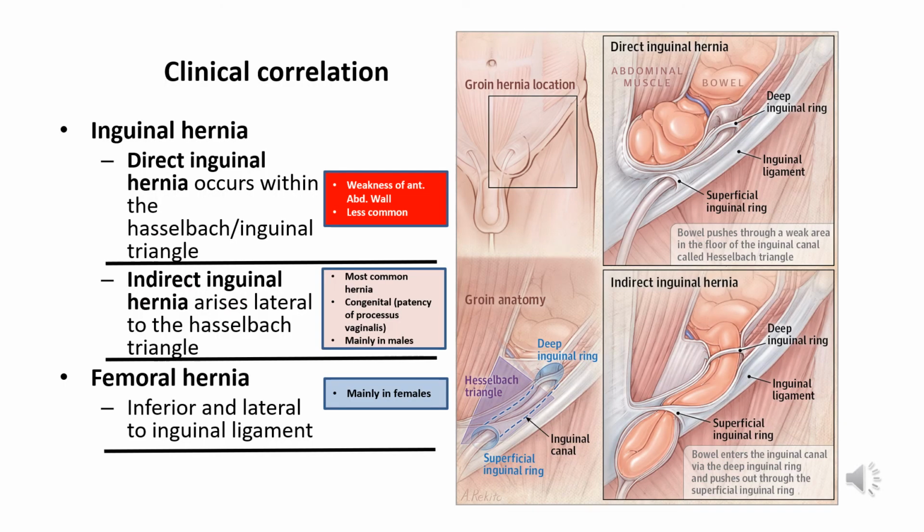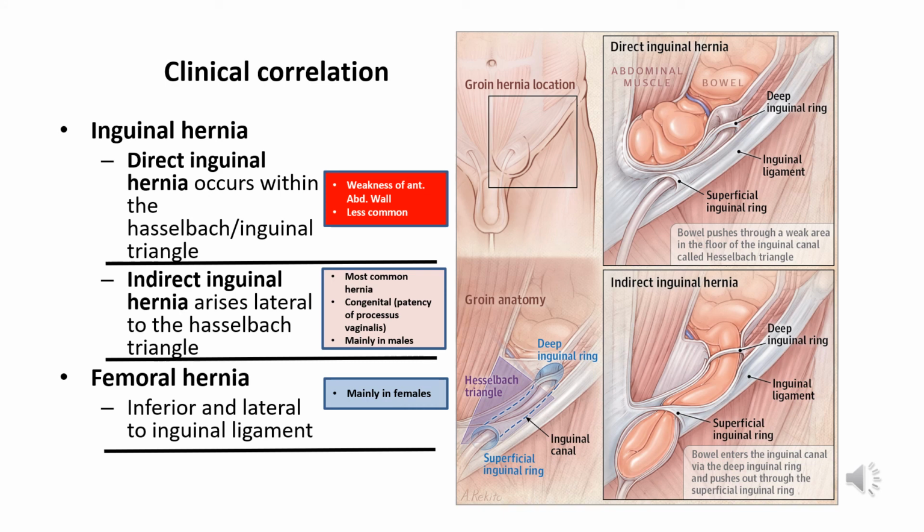An inguinal hernia is a protrusion or passage of a peritoneal sac, with or without abdominal contents, through the abdominal wall in the groin. Inguinal hernia is classified as either direct or indirect inguinal hernia. Direct inguinal hernia occurs due to the weakness of the abdominal wall.